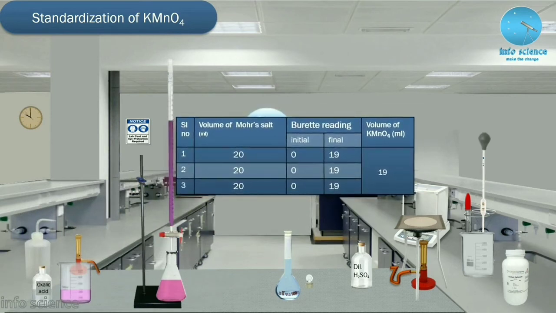So volume of the Mohr's salt solution equal to 20 ml, and burette initial reading is 0 and final reading is 19. So volume of KMnO4 solution is equal to 19 ml. Now we can move to the calculation part, where we have to calculate the normality of KMnO4 solution.